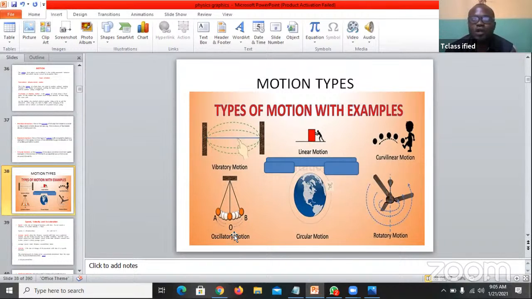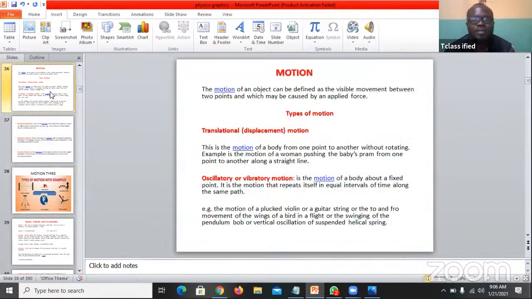We have also what we call oscillatory motion. That is motion about a point, very similar to what we have in vibratory motion. It's the kind of motion that you see in a simple pendulum. Then we have what we call circular motion. You can see this satellite that is orbiting the Earth. So this satellite is making what we call circular motion. You can also have rotational or rotary motion.